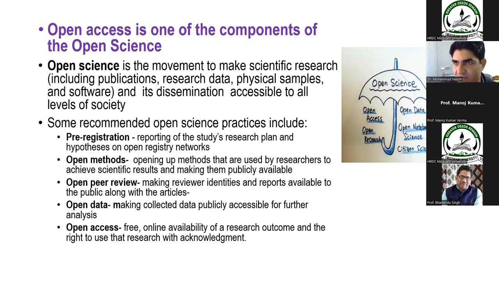Some recommended open science practices include pre-registration. This is also very important, because the term open science is becoming very common, because the whole research process should be transparent. Whatever research is being done, it should be transparent. This transparency can be achieved at different stages, such as pre-registration, where after preparing the proposal for a particular research, it needs to be submitted on an online public platform. Then researchers in the same field can view that proposal and suggest some changes and recommendations.